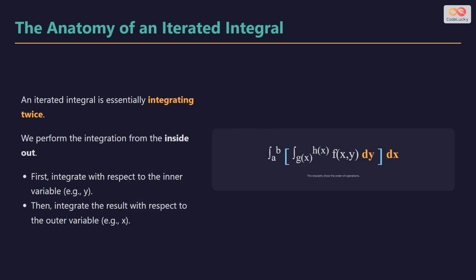Let's look at the structure of an iterated integral. It is called iterated because we perform the integration process twice, one variable at a time. The key rule is to work from the inside out. We calculate the integral inside the brackets first, with respect to the inner variable, usually y. Once that is done, we integrate the result with respect to the outer variable, x.